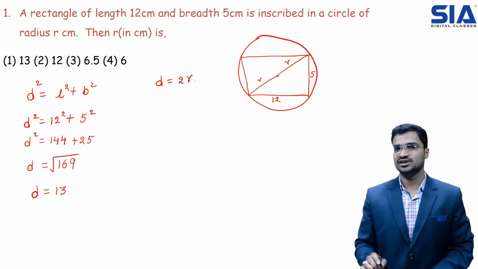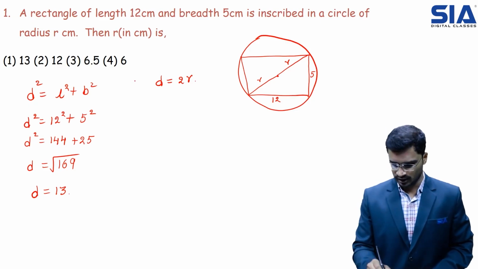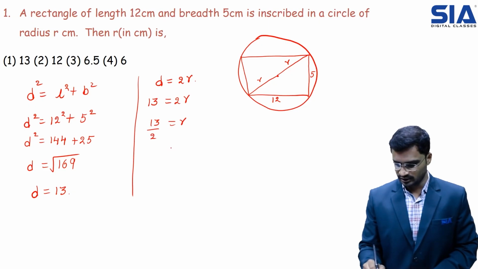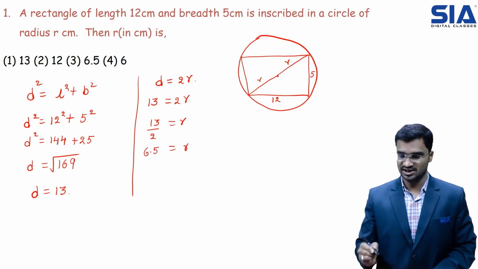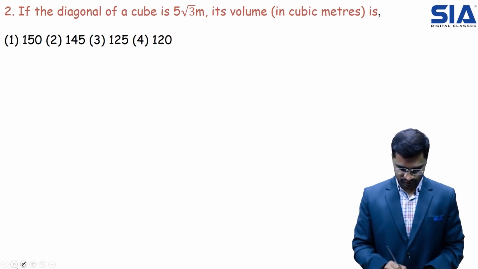So diagonal of this rectangle is 13. Now then what is the radius? Let us substitute here. d is equals to 13, d is 2r. Then r is equals to 13 by 2. Then the radius of this circle is 13 by 2, which is 6.5 centimeters. So our answer is option 3. Coming to the next question.